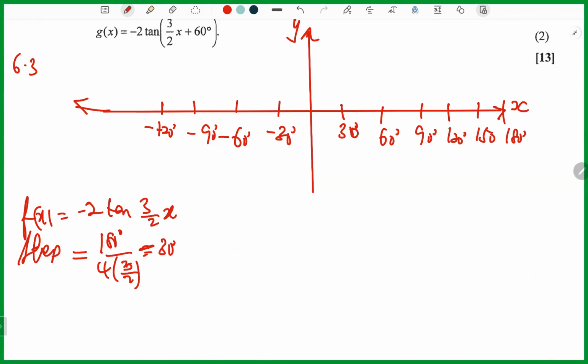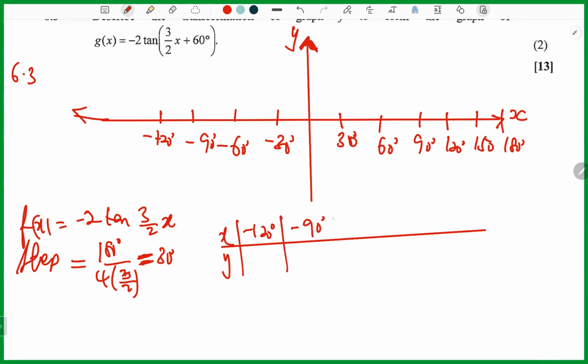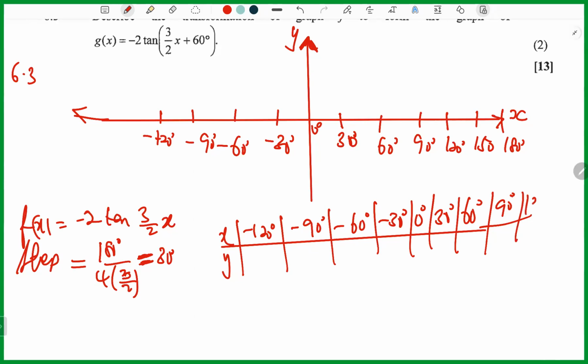Now we do this. We need just a table. If we're to be organized, X and then Y. So we have minus 120, minus 90, minus 60, minus 30, 0 degrees here, we have 30, 60, 90, 120, 150, and 180. Right, if you take the tangent here of 0, it's going to be 0.